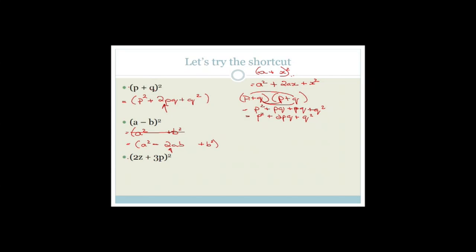Okay, so now let's do this one using the shortcut. So you've got (2z) squared, okay, I'll write it out slowly. (2z) squared plus 2 times 2z times 3p plus (3p) squared. So that becomes 2 squared is 4z squared, plus 2 times 2 is 4, times by 3 is 12zp, plus 3 squared is 9p squared. There we go. So that is how you get to use the shortcut.